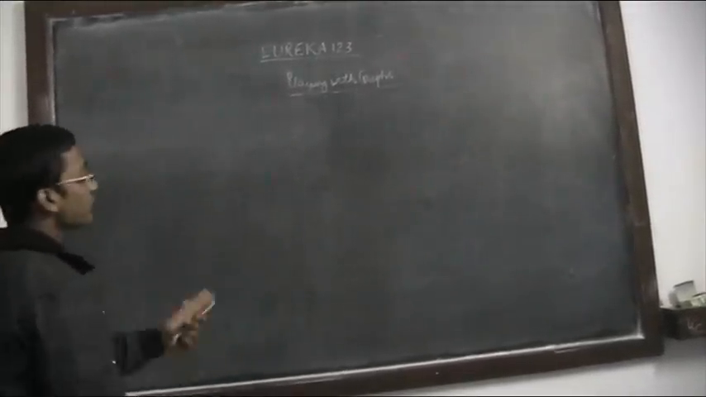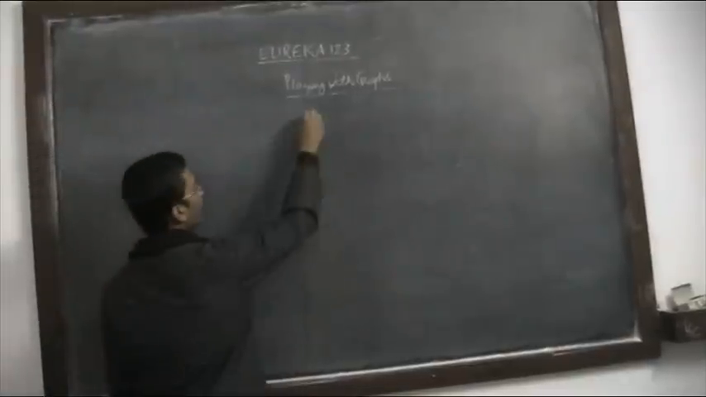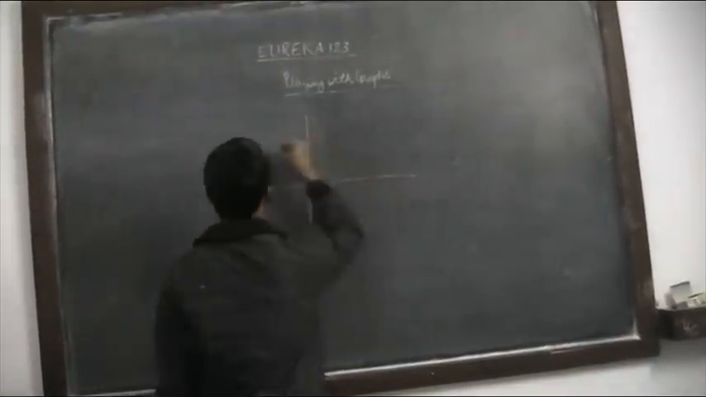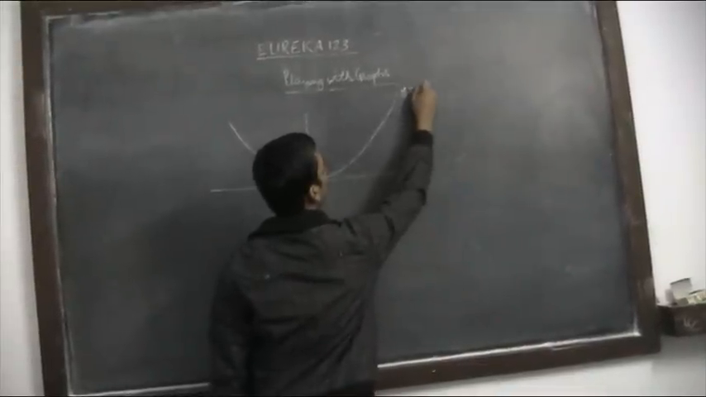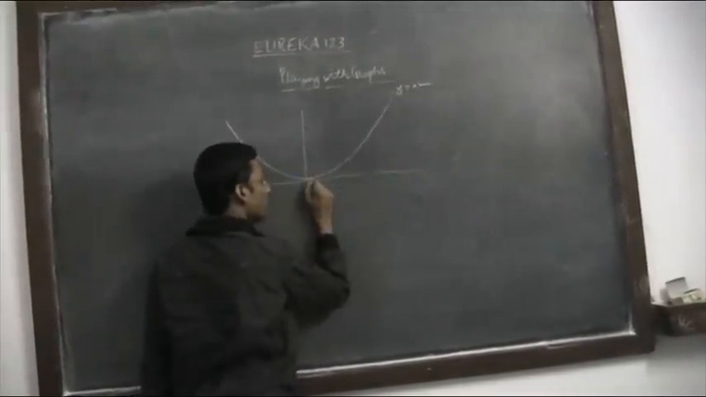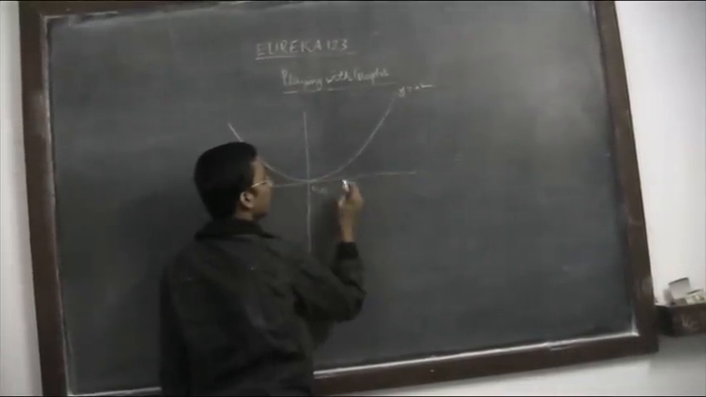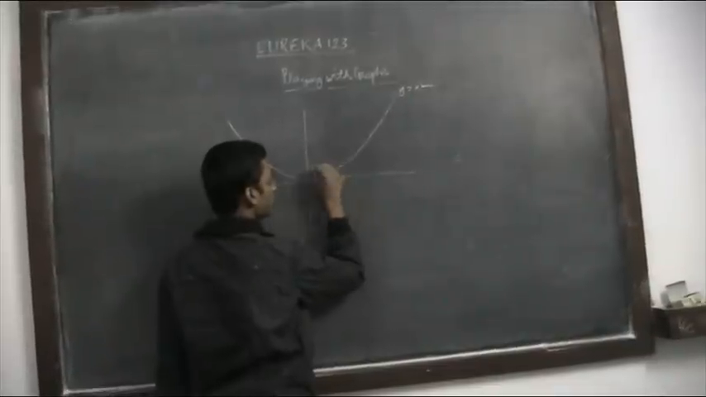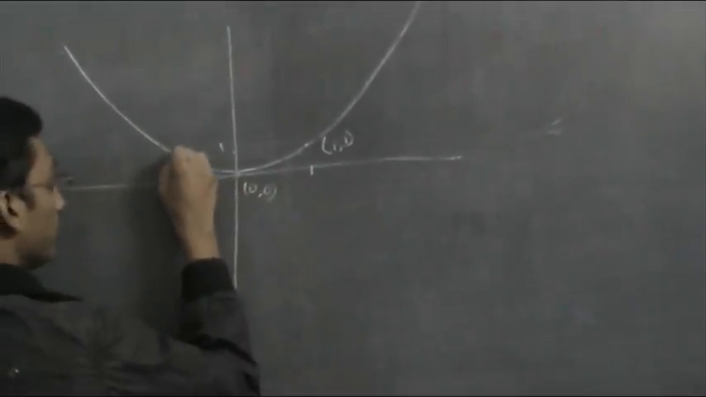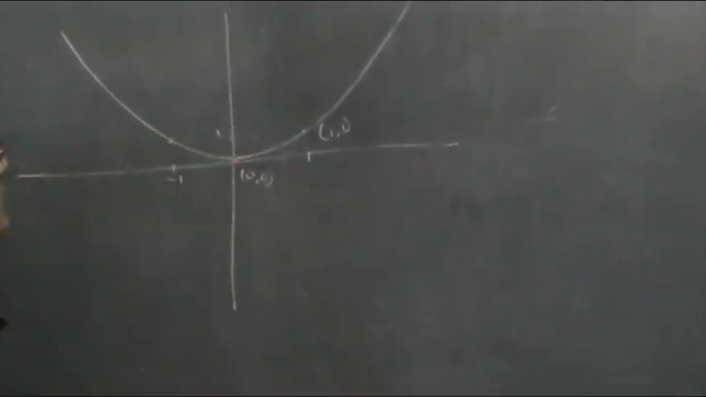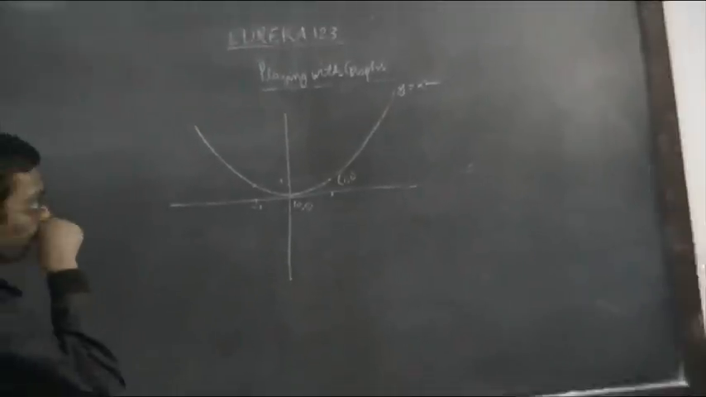Now, graphs of... we know that the graph of x square is like this. This is y equals x square. It passes through the origin 0, 0. It passes through 1, 1. And it passes through minus 1, 1. So we know that this is the graph of y equals x square.